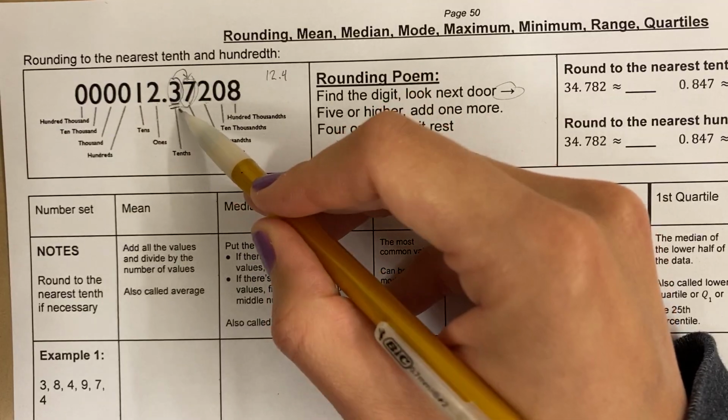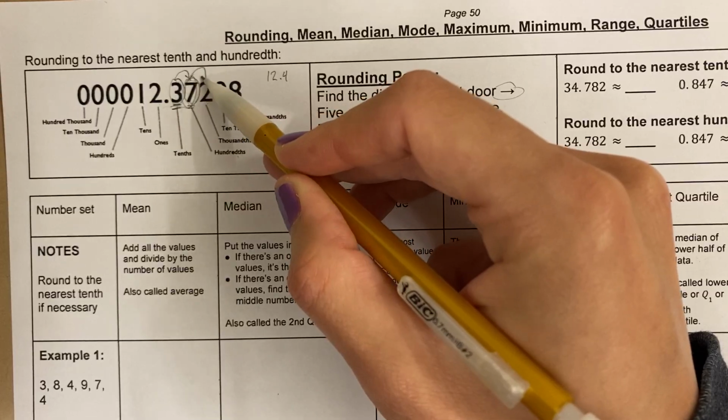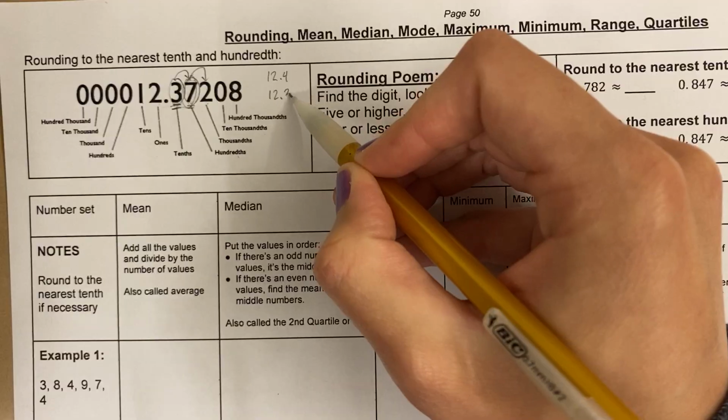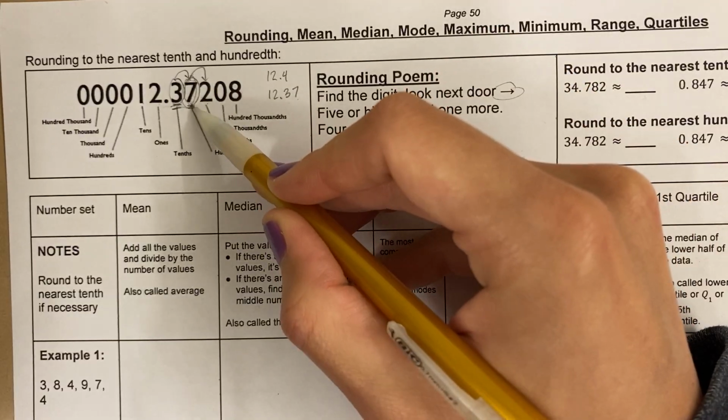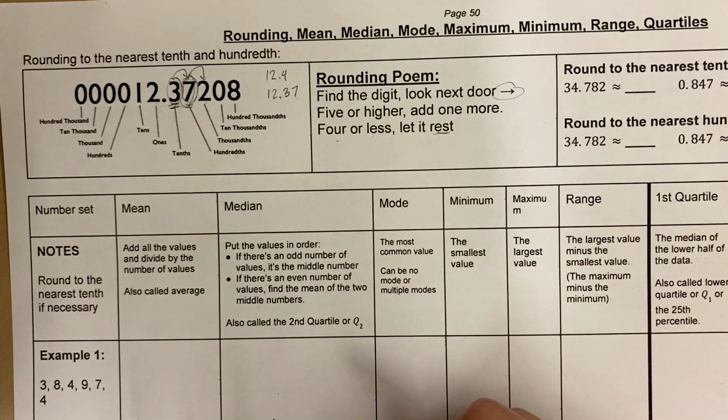So let's say I were to round this to the nearest hundredth. Now I would start at this digit and I would look next door. In this case, it's a 2, so I'm going to round down. So that would be 12.37. Rounding down, notice the number doesn't go down. It stays the same. Okay, 4 or less, let it rest is like the rhyme people used to remember it.